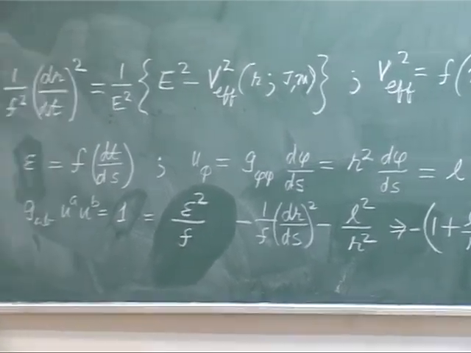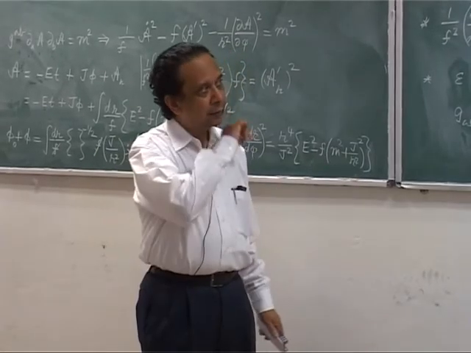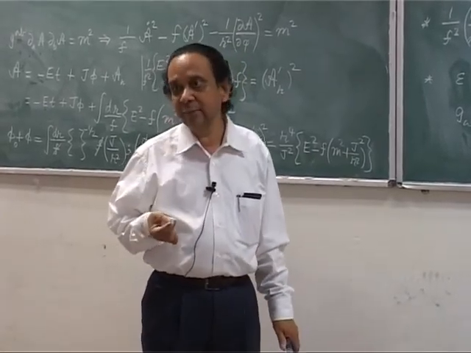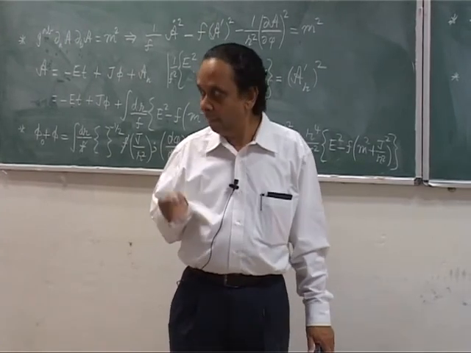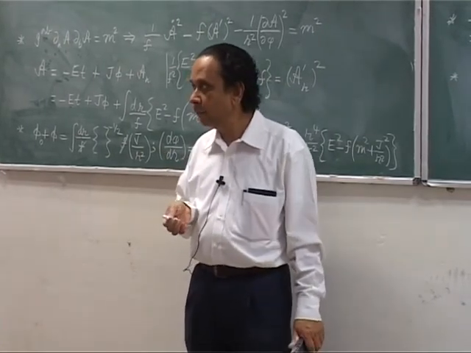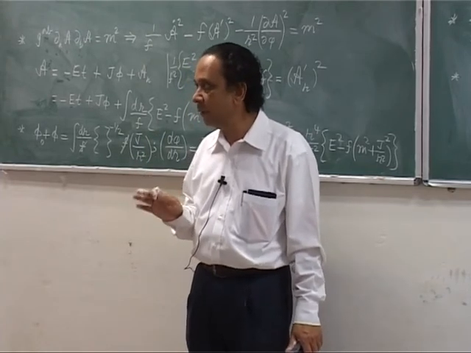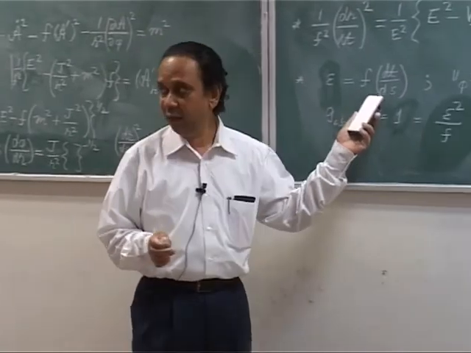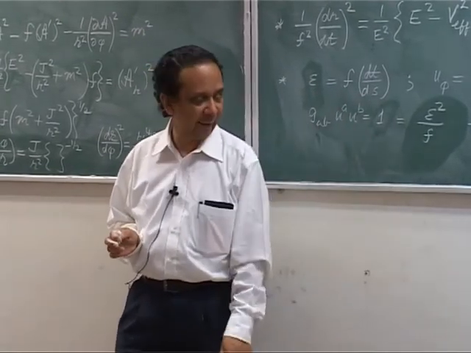Okay. And you can play the same game for the orbital equation. How will you do that? Well, for the orbital equation, you want something like dr by d phi. Epsilon is E by m, L is J by m, because that is the definition which is used here in both of them. So, that will take care of everything.